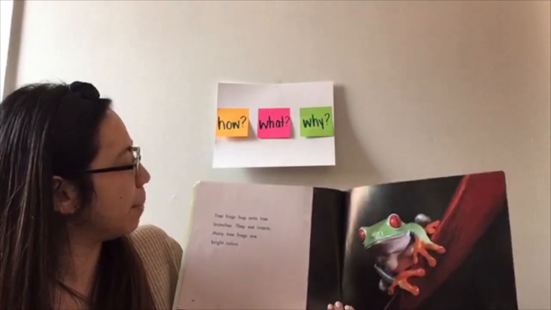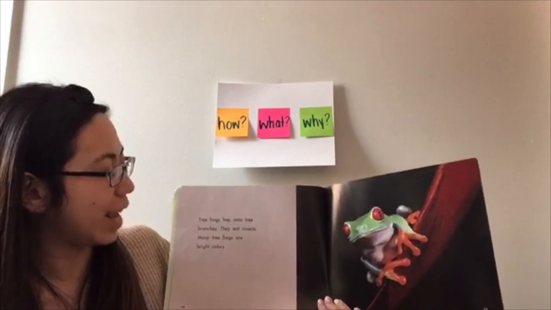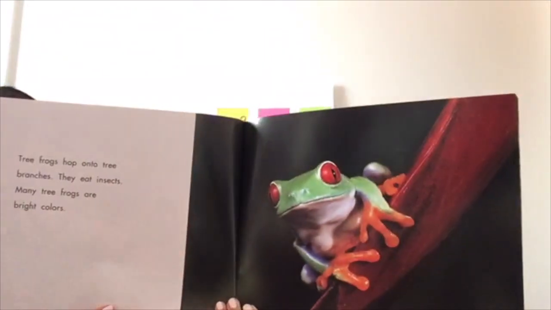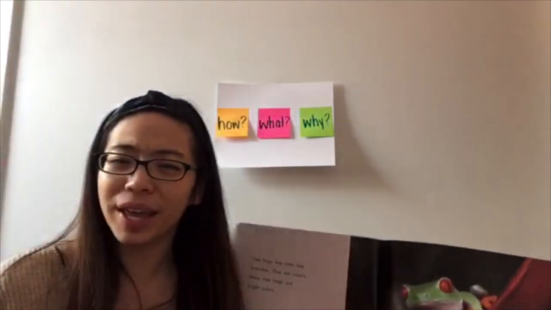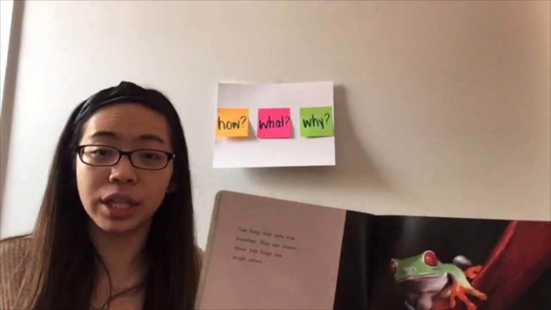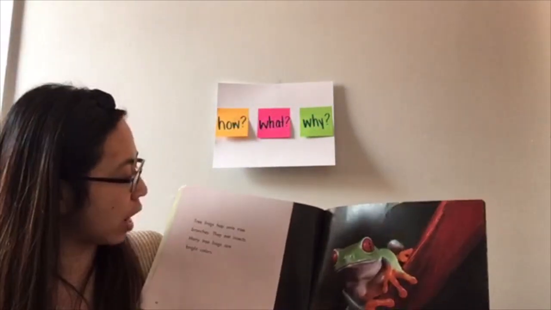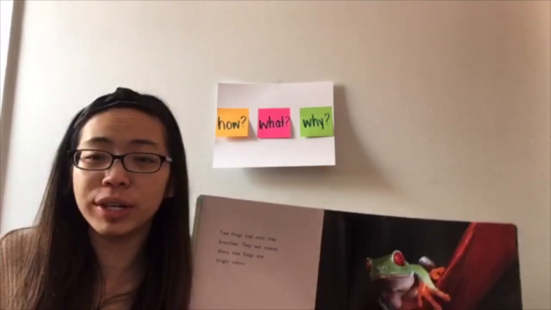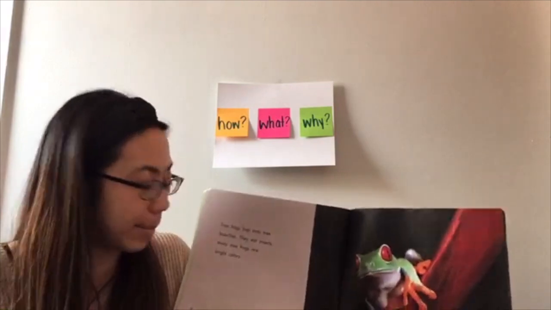Tree frogs hop onto tree branches. They eat insects. Many tree frogs are bright colors. Do you know what I'm thinking? I'm thinking we can act out this part and act like tree frogs. So I'm going to reread this part, and I want you to act like a tree frog. Remember, tree frogs hop. So can you hop? As I'm reading, I want you to hop, okay?